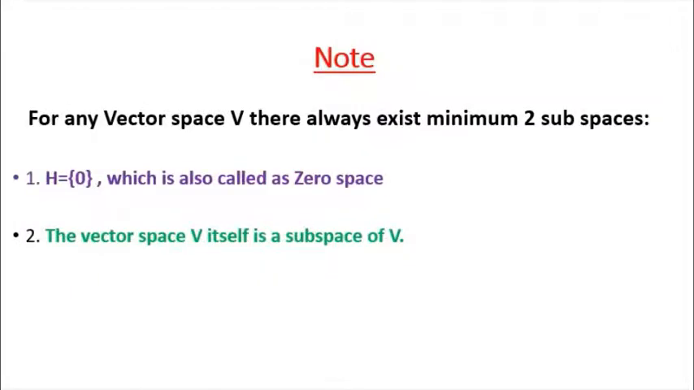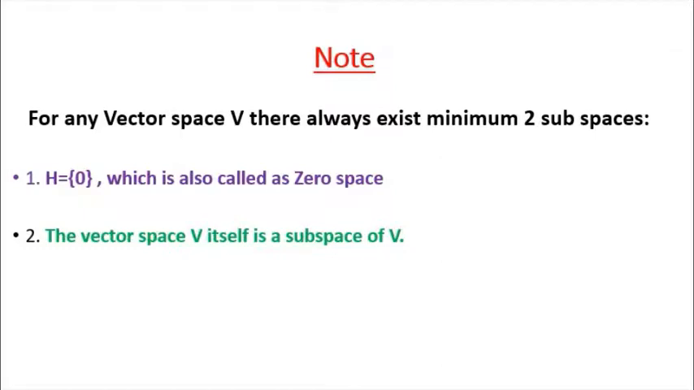Here comes the last point in our lesson. A given vector space can have many subspaces, can have few subspaces, may not have any proper subspaces, but obviously it must have a minimum of two subspaces. That's what I have given here. For any vector space V, there always exist a minimum of two subspaces.